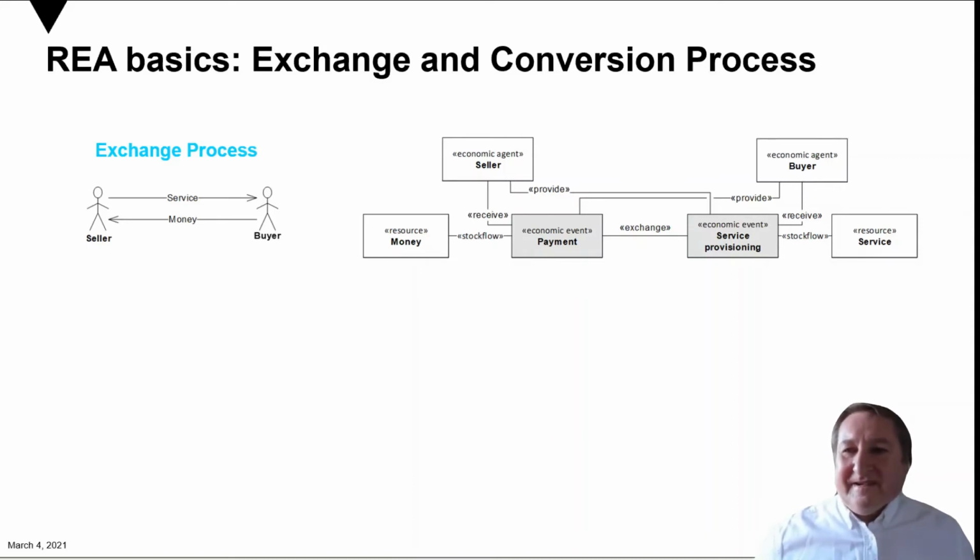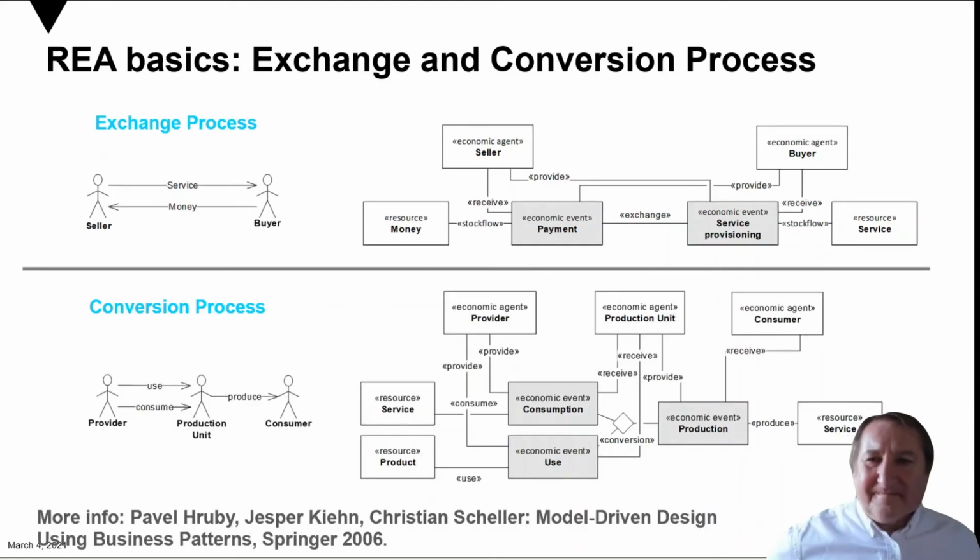And here is the data model. The second process is a conversion process where an economic agent creates a new resource by using or consuming other resources. And if you implement these two models in your software solution, you can customize them to any business process that can occur in the economy. And if you want to know more, here's the reference.